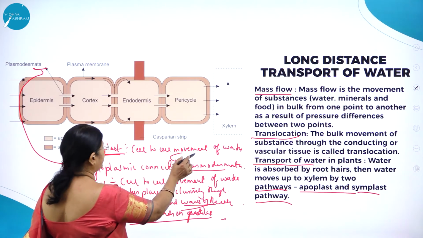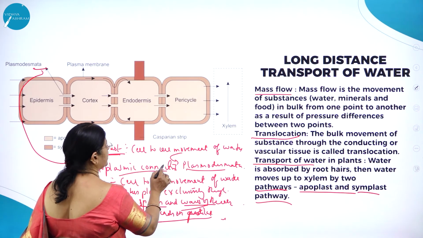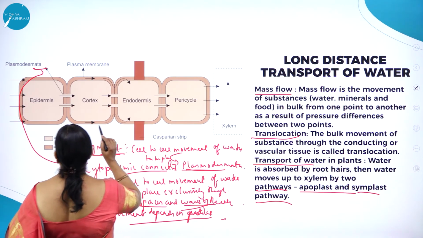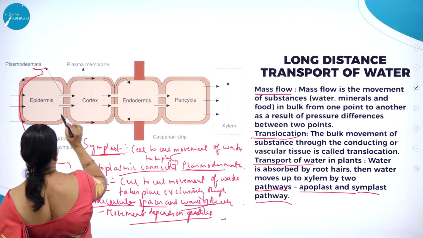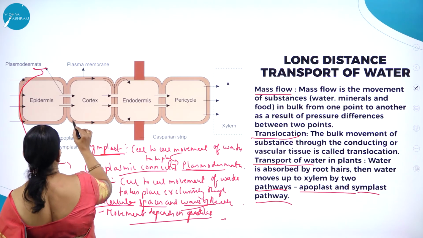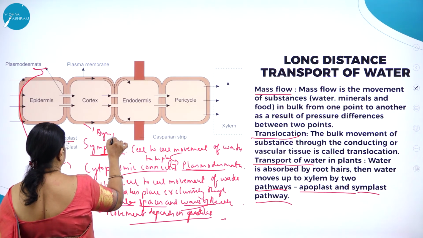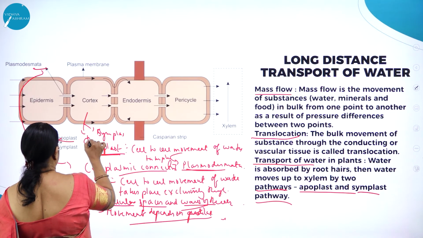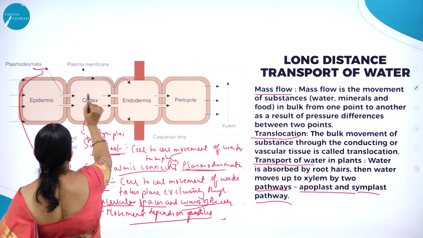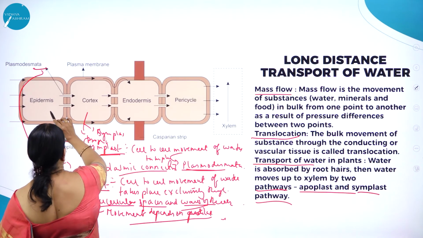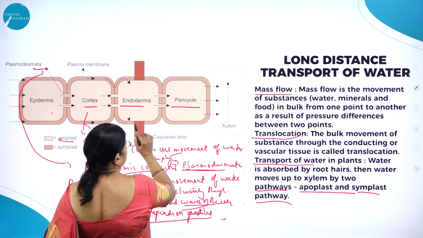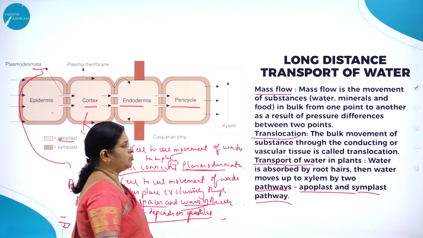Here cell to cell movement of water takes place through cytoplasmic connections called plasmodesmata. So here you can see this is the apoplast pathway and this is the symplast pathway. Here that is a cell wall. Here you can see this is symplast and this is apoplast. Here you can see how the water moves from here to here. So from epidermis to cortex, cortex to endodermis, endodermis to pericycle. So this is how the xylem will absorb water.